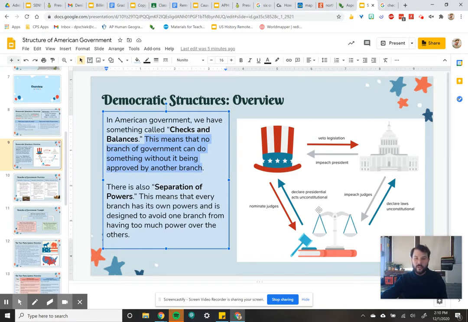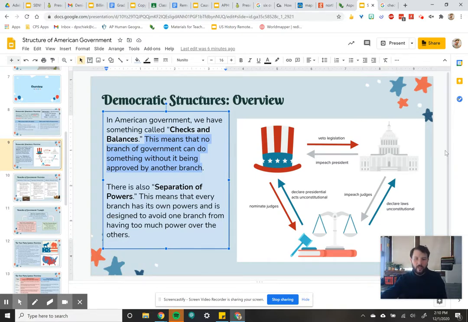This is the judicial branch, the court. So for example, if Congress writes a law, then the president can veto that law or veto that legislation. They can say, nope, we don't want that law, or that law is not good. Or maybe Congress makes a law, and then the judicial branch can declare that law unconstitutional. They can say, this law doesn't follow the Constitution. So that is a check on their power.